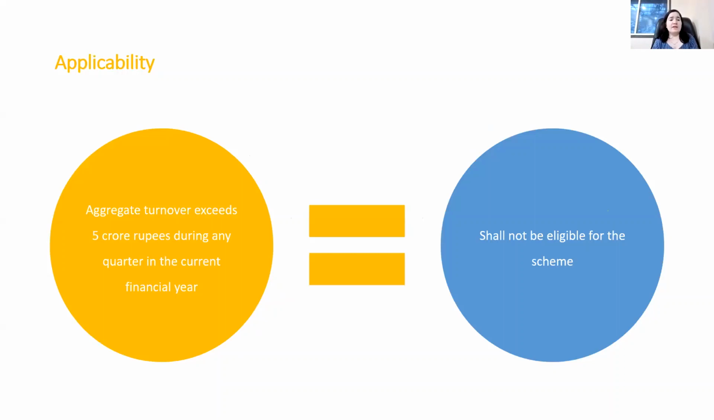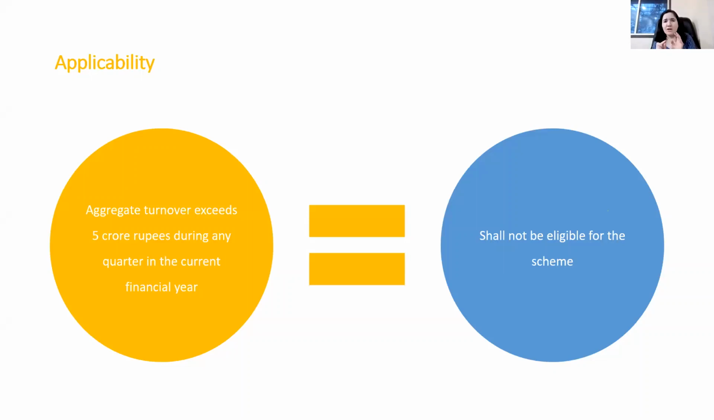Now, the aggregate turnover in any quarter. So they are saying the quarter, and as per GST law, what is the quarter? The first quarter is April, May, June. Then July, August, September is the second quarter. October, November, December is the third quarter, and January, February, March is the fourth quarter. And the scheme is applicable from 1st January, that means January 2021. That means one can say the scheme is applicable from the fourth quarter of the financial year 2020-21.